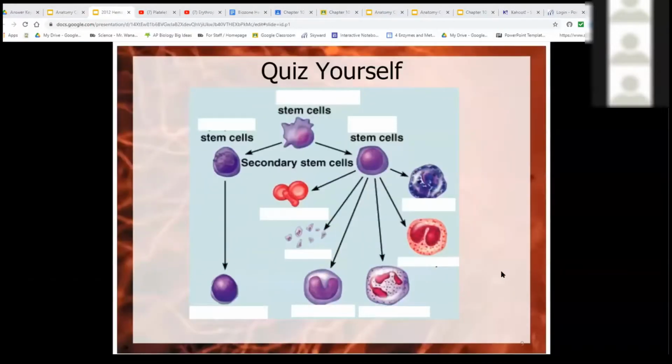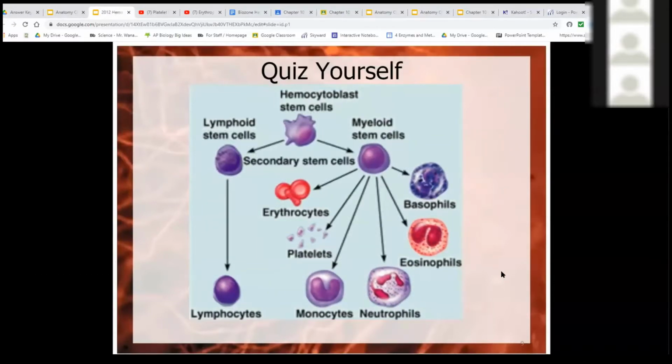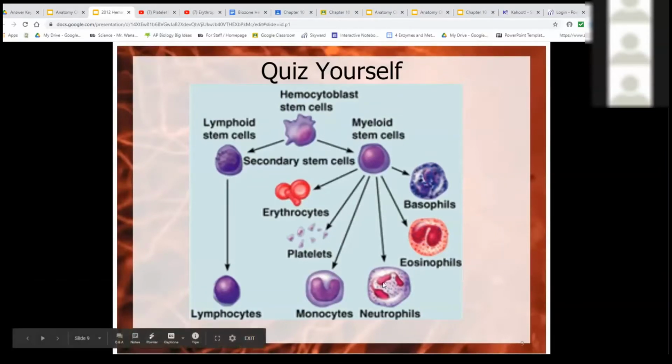On the board, I got the flow chart. So the hemocytoblast making lymphoids and myeloids. The lymphoid making the lymphocytes. The myeloid, you have to look at the cell in order to identify the type of cell. Basophil, you can hardly see the nucleus behind the granules. Eosinophil, you got that old-fashioned headphone or earmuffs. Neutrophil, the nucleus never looks the same. It's always in multiple pieces. It might be 3, 4, 5, 6 pieces. Monocytes have a U-shaped kidney bean, horseshoe, platelets, little fragments, and erythrocytes like the lifesaver.